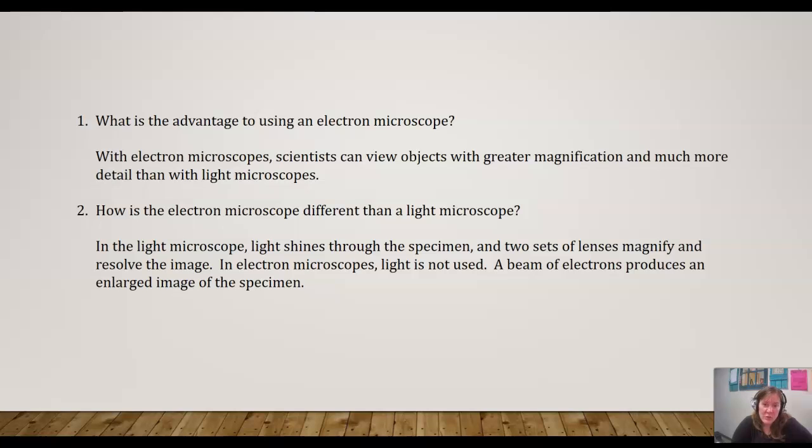The electron microscope is different than light because it's not actually using light to view the specimen. That's how it can get this increased magnification, because it's beaming in a beam of electrons to produce a large image of the specimen. So it's shooting a whole bunch of electrons and seeing how they bounce off to create a three-dimensional image of the specimen. So way cool.